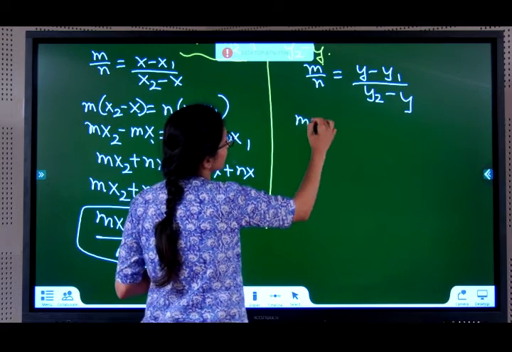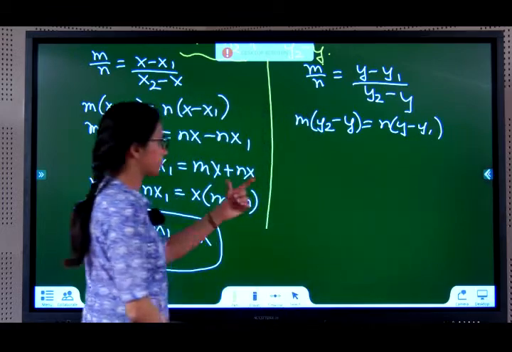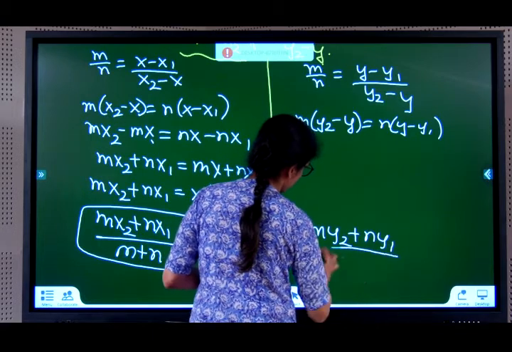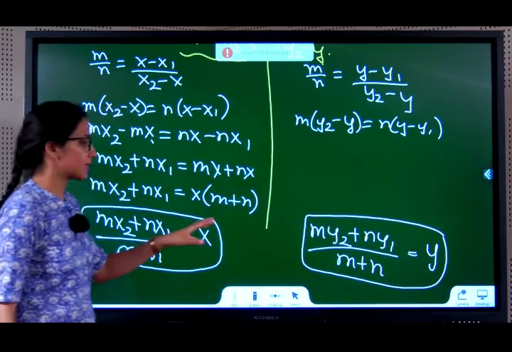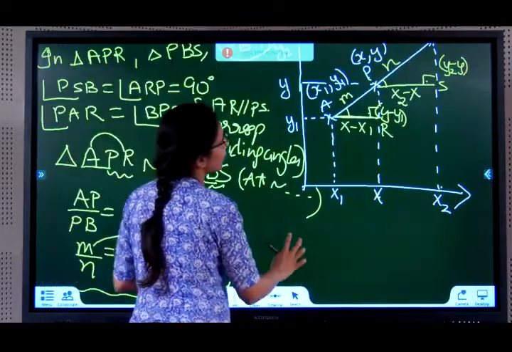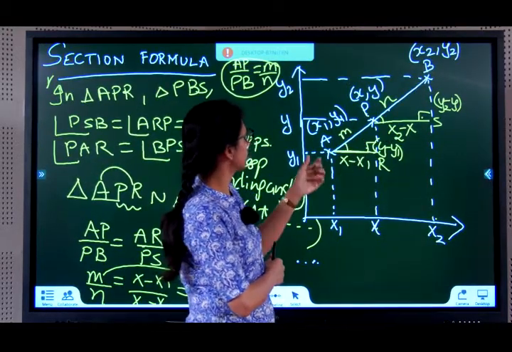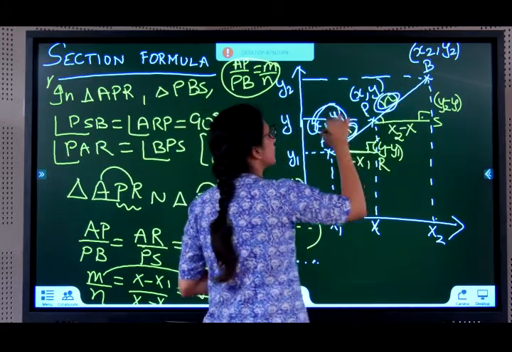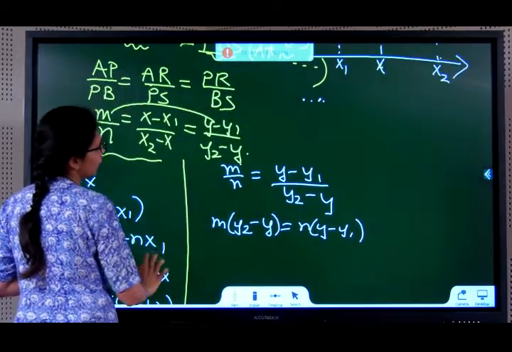If you cross multiply here, same ditto technique, follow the same steps we did here, you will reach Y to be My2 plus Ny1 by M plus N is equal to Y, ditto as the X. What does this mean? In the diagram that we have just drawn here, if I know M and N, and I know X1, Y1 and X2, Y2, I can find XY. You will do many problems, so you will understand.